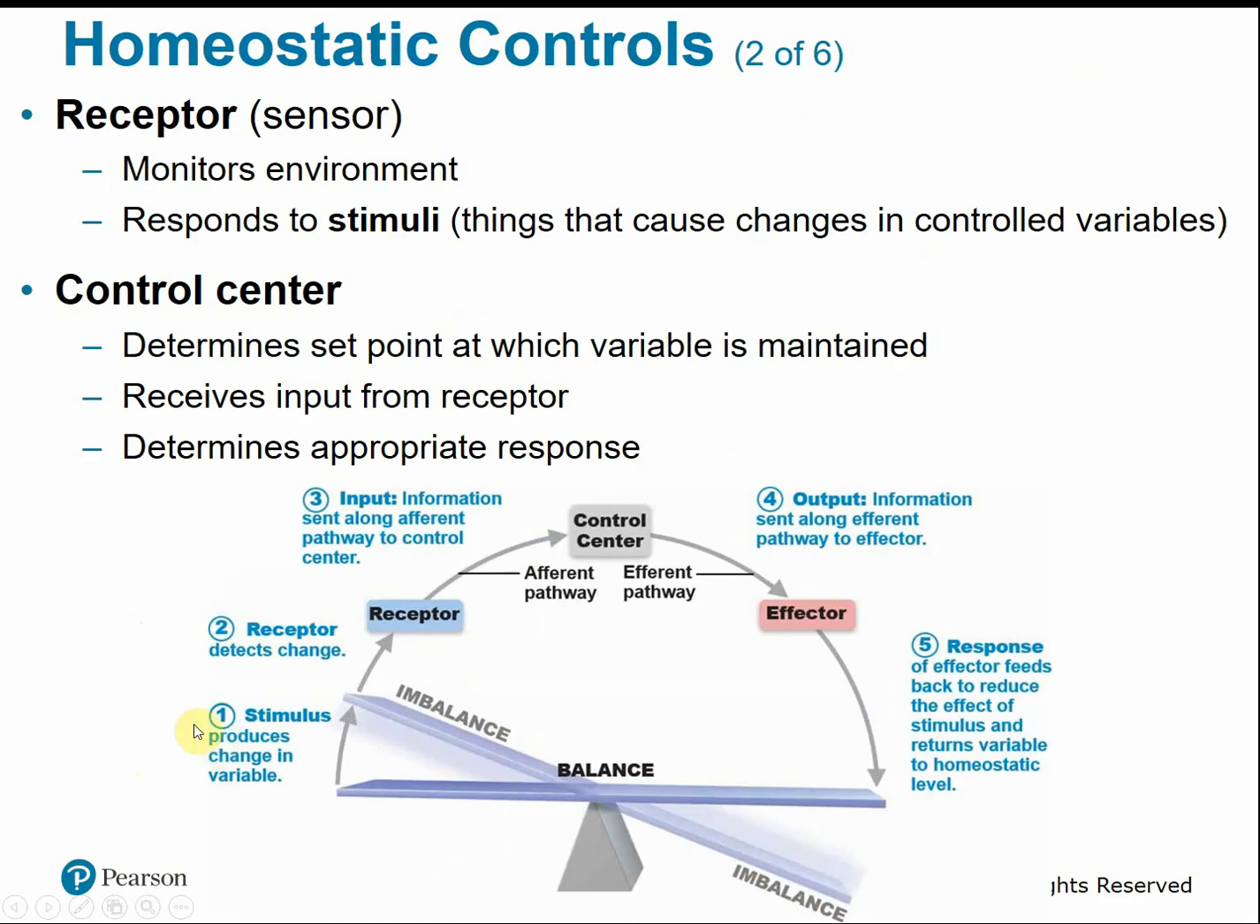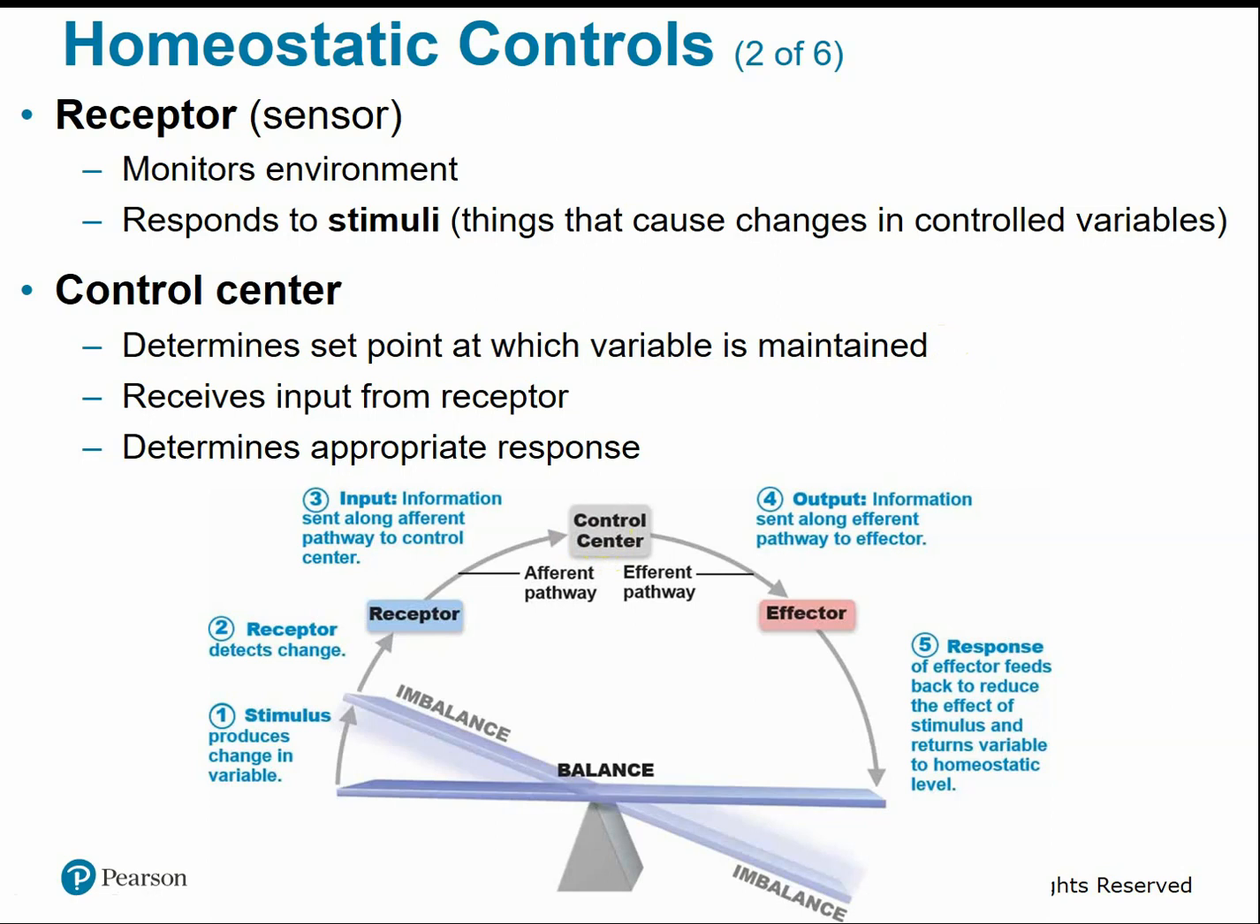So again, the stimulus is producing a change in our variable. Our receptor detects that change, so we're going to send that information to the control center, again the brain or the spinal cord. The control center is also going to determine the set point at which a variable is maintained. So we have to have kind of a set parameter of what's acceptable, so we'll know if it's off kilter, right? Kind of like the thermostat.